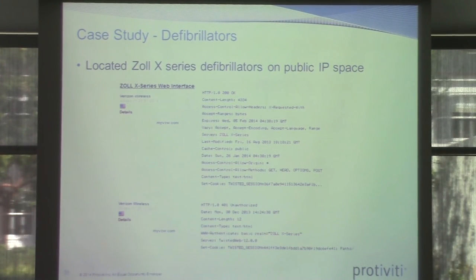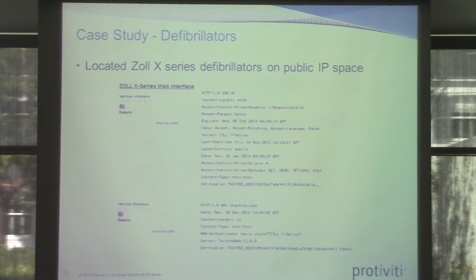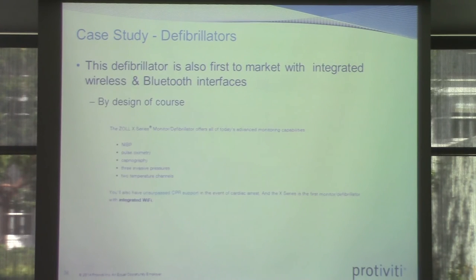So this was a case on Shodan where we did it all the way through. These Zoll X Series are showing up on the public internet, and you can see that they're on Verizon. When you go to those links, it actually comes up with a web server interface. They did make it so that you need a certificate to communicate with the web server. The problem is, when you go to the landing page, all of the root certificates are right there for you. So you download the web certificates, then you can connect.